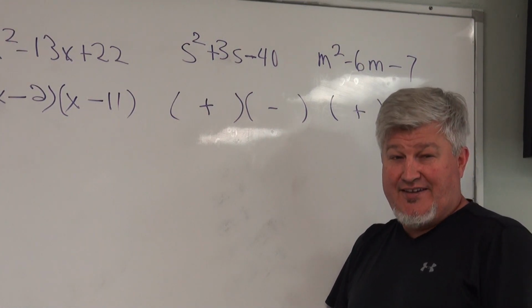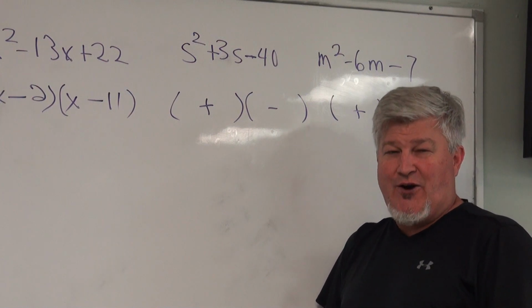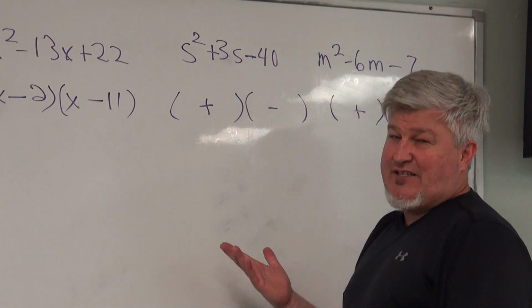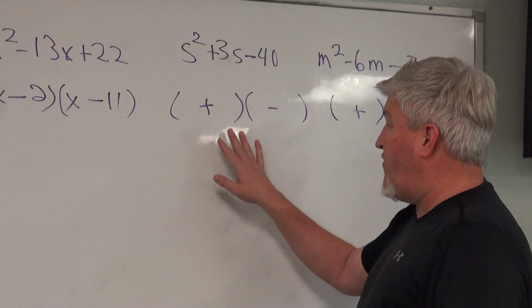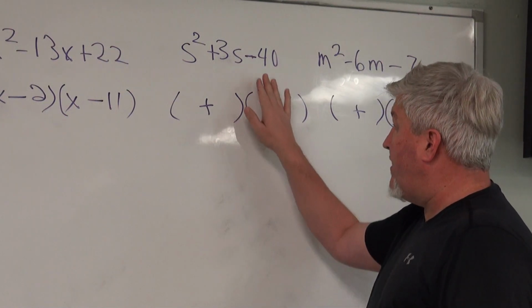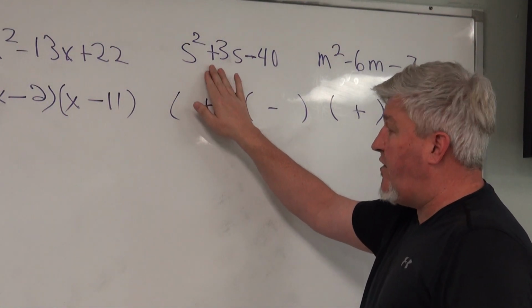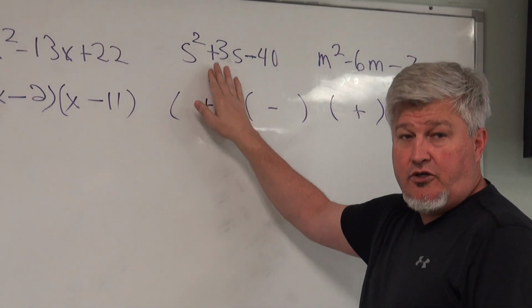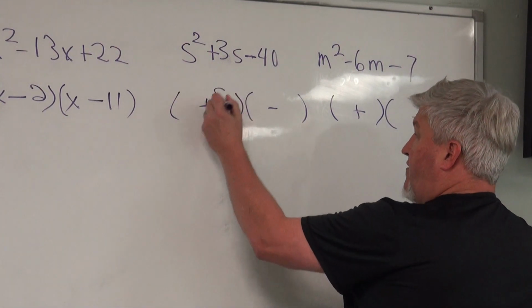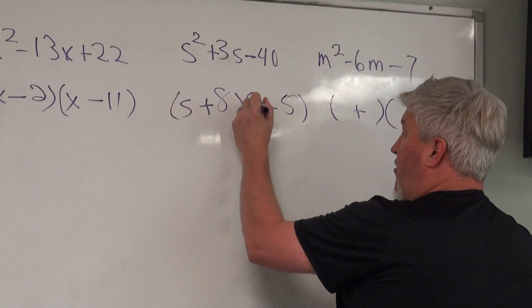I'm asking you. 8 and 5. 8 and 5. Way to go, collegiate student. 8 minus 5 is 3. So where do I put the 8 and where do I put the 5? Remember what I said. Because this is positive here, the largest term goes with the positive. So the 8 goes here, the 5 goes here. Put in your variables and you're done.